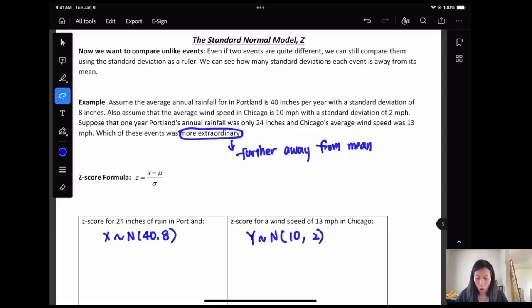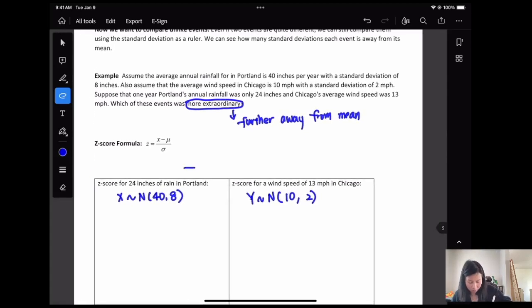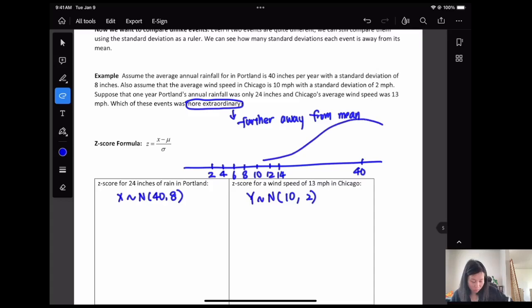Okay, so it's very hard for us to compare these two data. If you draw the two distributions, Portland around 40 may look like a big bell curve, and then Chicago might look like something very small. So how do you compare these two?